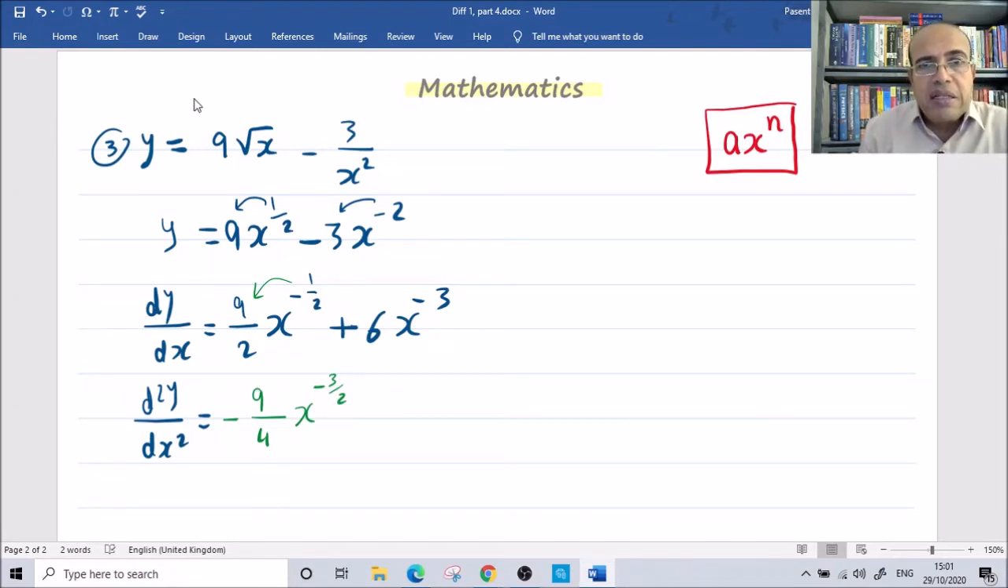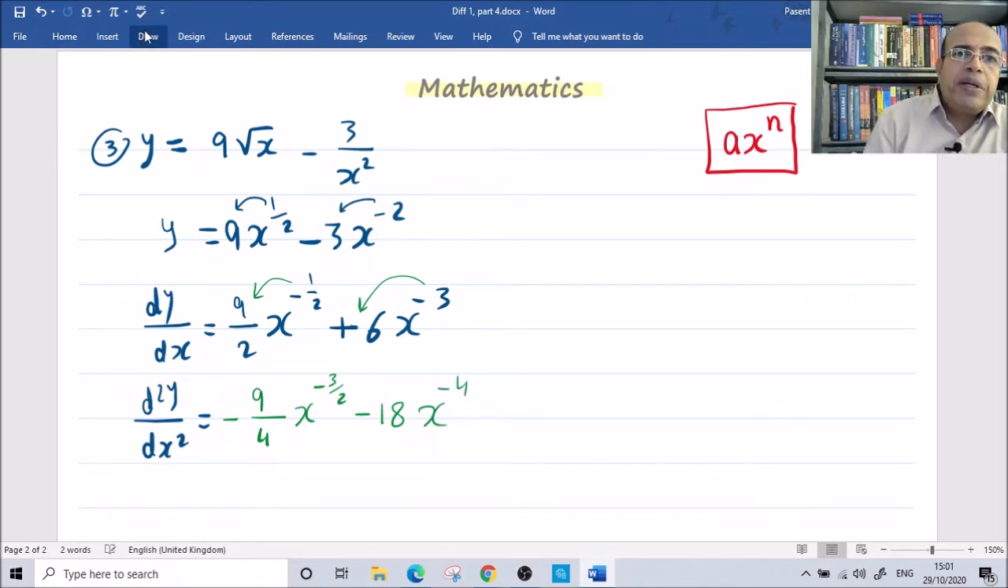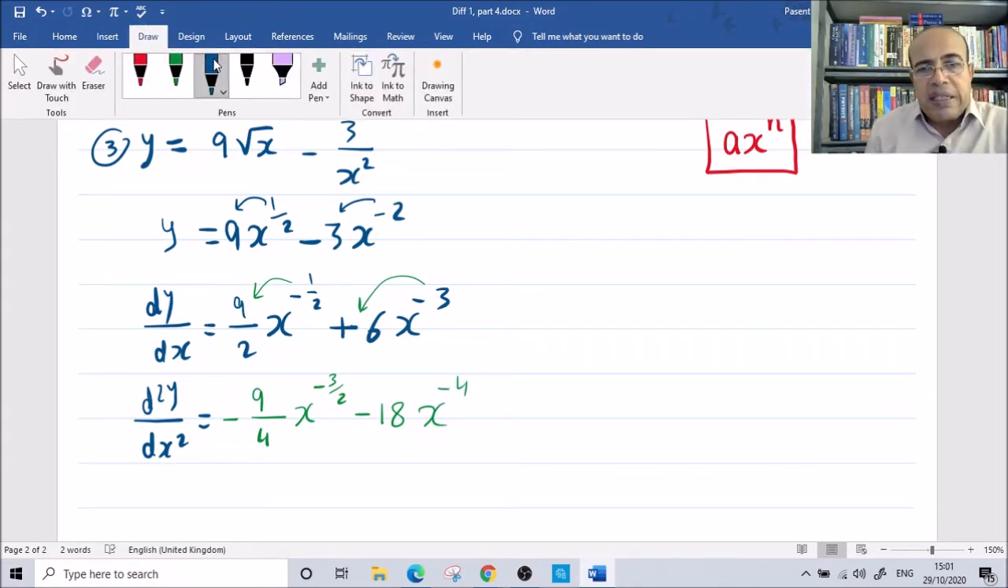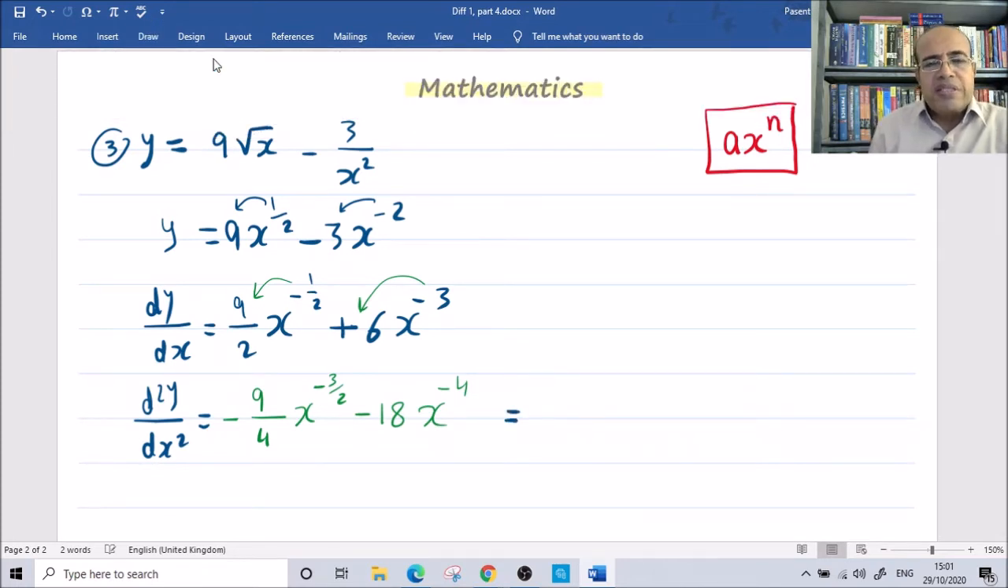The second term, negative 3 times positive 6, negative 18. And minus 1 from the power, negative 3 minus 1, negative 4. It's better to write this answer in simplest form. So in simplest form, we write it as negative 9 over 4.